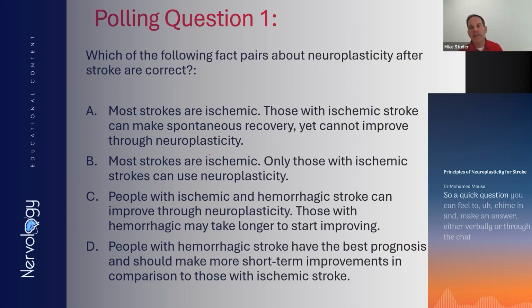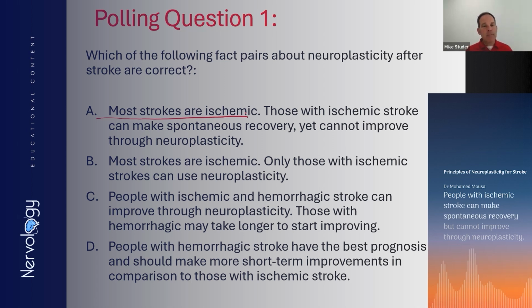So, a quick question. Feel free to chime in and answer either verbally, through the chat, or through Q&A. The question is, which of the following fact pairs about neuroplasticity after stroke are correct? Most strokes are ischemic. People with ischemic stroke can make spontaneous recovery, but cannot improve through neuroplasticity. Consider for yourself if that's what I said.